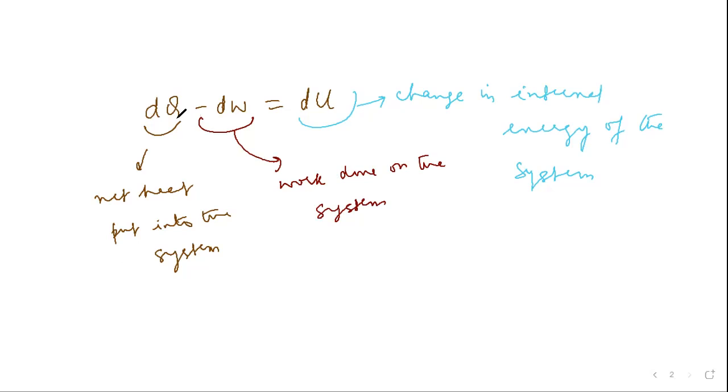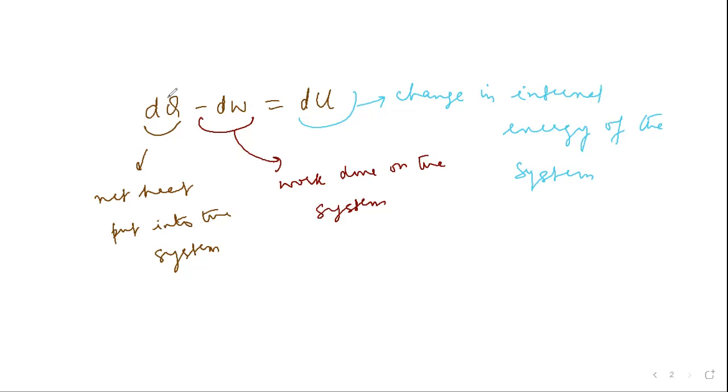That means if I want to change the internal energy of some system, either I can put heat into the system, that will change the internal energy and I do no work. That's one way. Second way is I don't put any heat into the system, but I do work on the system in order to change its internal energy. Third possibility is I partially put heat into the system and partially do some work on the system in order to increase its internal energy, right?